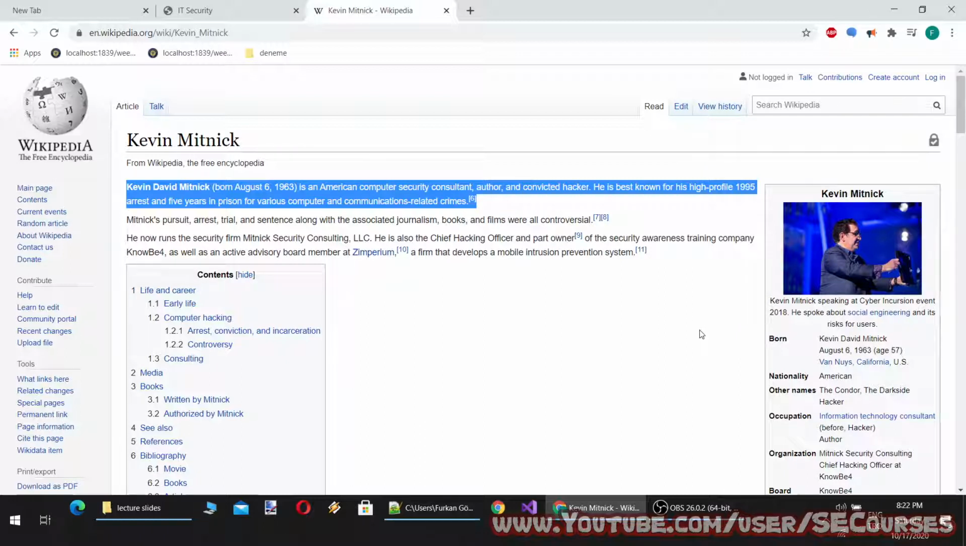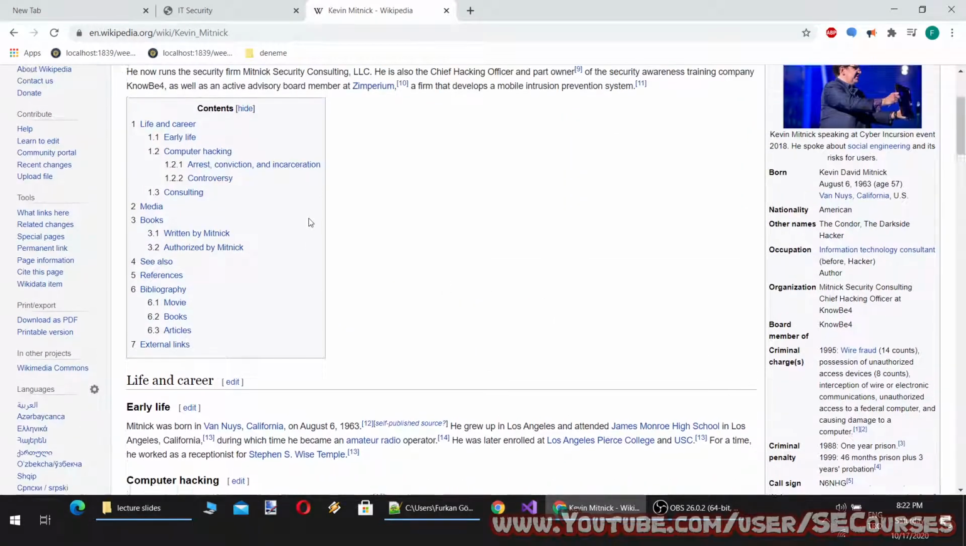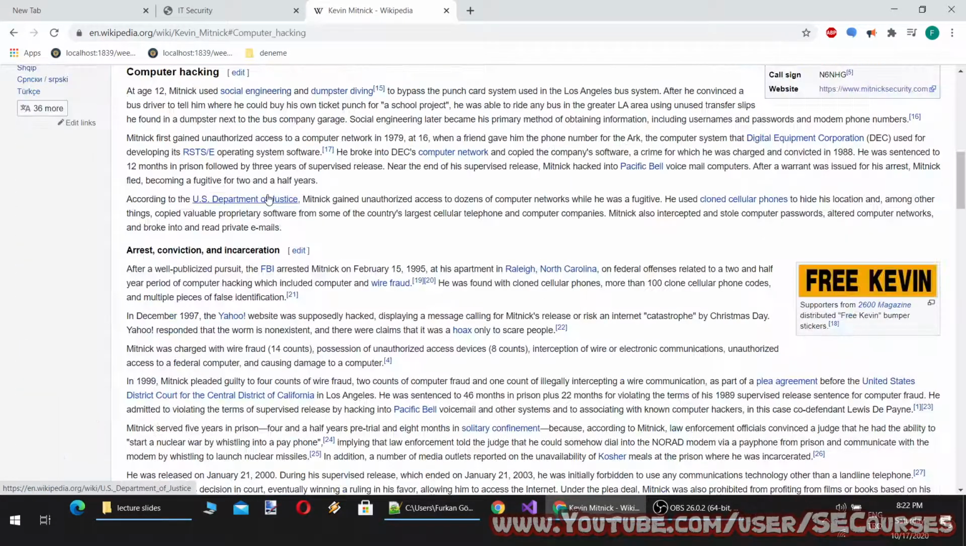Kevin David Mitnick, born August 6, 1963, is an American computer security consultant, author, and convicted hacker. He is best known for his high-profile 1995 arrest and 5 years in prison for various computer and communications-related crimes.